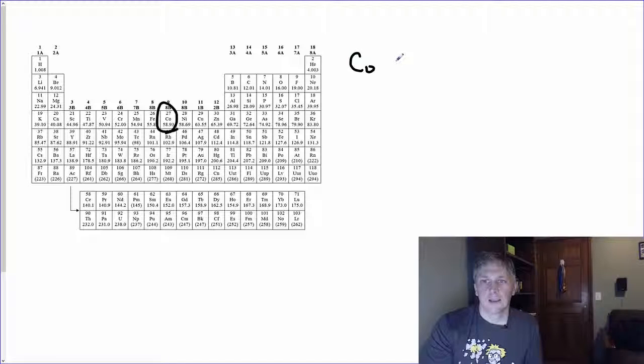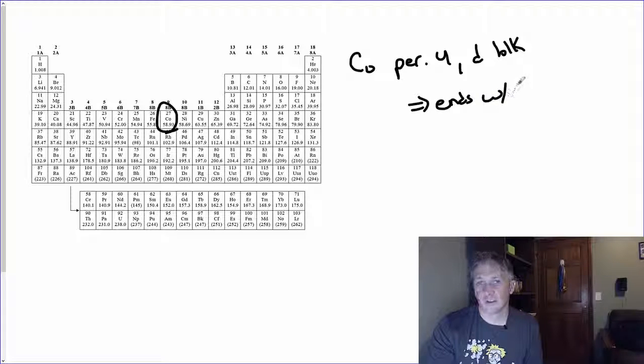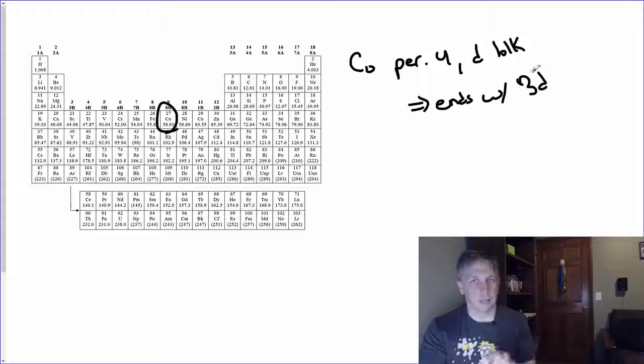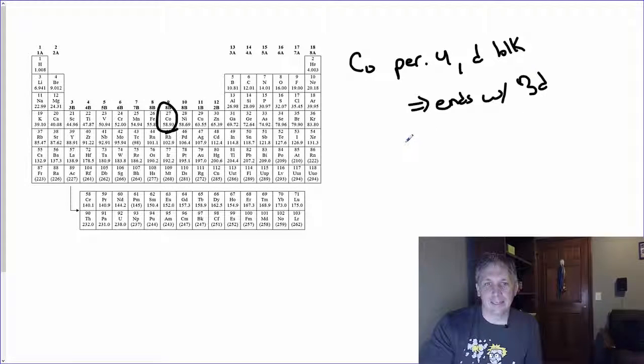So cobalt, it's in period 4, and it's in the D block, which means it should end with 3D, because again, D block, it's period minus 1. And if you count, it's in the 7th group. And actually, notice that the second number for the first row of the D block elements is the same as whatever group it's in, like 21, 22. So that's a handy trick to learn. But it's in the 7th group of the D block, which means it should end with 3D7.